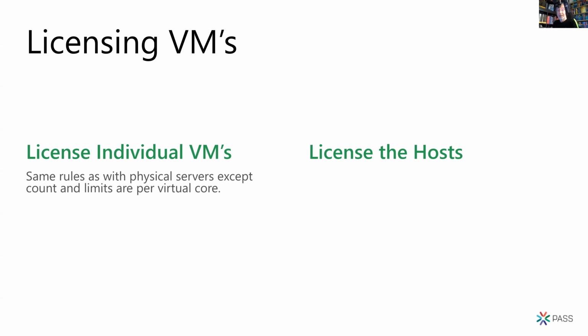The difference is, when you license VMs, it's the same rule as with physical servers, except count and limits are in virtual cores. So if you license per VM, it doesn't matter if a thread is a hyperthread or a full-fledged core. You're paying the full license for it. So if you have a host that has 8 cores plus hyperthreading, it has 16 cores. If you now put a 16-core VM on it, you pay for 16 cores, while if you put it directly on the physical machine, you would only license 8 of them, because the other 8 would be free. But you can choose to license the host.